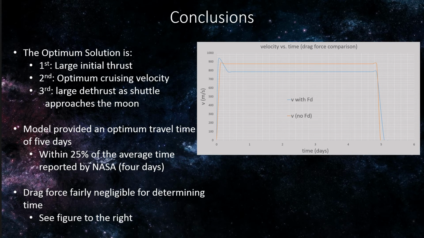And lastly, we also focused on drag force. If you look at the graph to the right, there are plots of drag force and no drag force. And as you can see, the overall time to get to the Moon was not really affected by drag force, but the velocities throughout the travel were changed a little bit. And that's it.